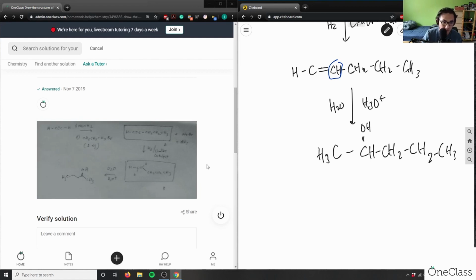The solution is correct because they drew it out correctly here. They didn't provide the mechanism, but it's totally fine. But this here, the solution is correct.